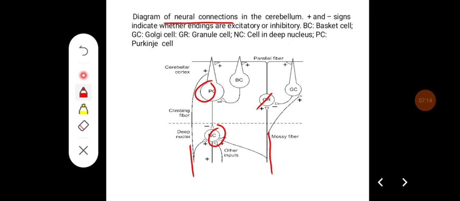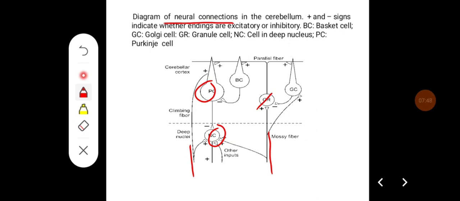Similarly, excited granule cells are going to stimulate the Golgi cells, and Golgi cells in turn are going to inhibit other granule cells. It is also a type of feed forward inhibition. Whereas if the Golgi cell is going to inhibit the same granule cell, it is called feedback inhibition.